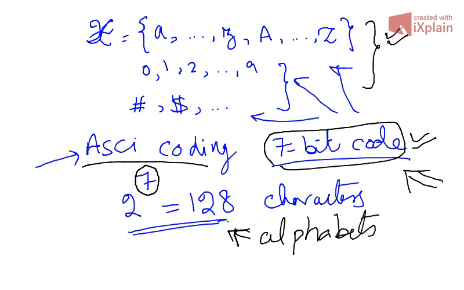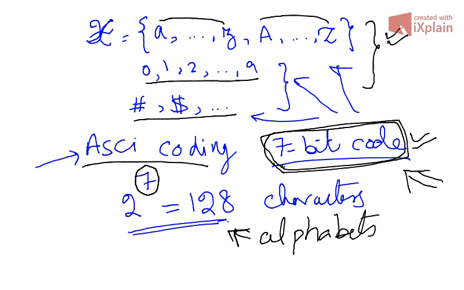If you observe this set of alphabets, you have A to Z, which is 26 small letters, then you have 26 capital letters, and then you have 10 numbers and some characters, which are less than 128. So you still have some code words that may be unused, and ASCII code was okay for this set of alphabet.